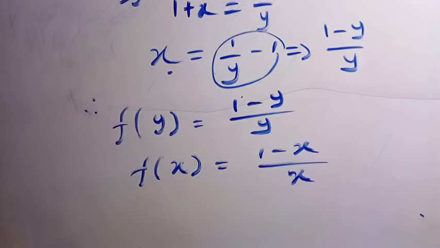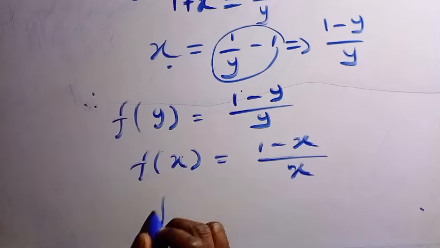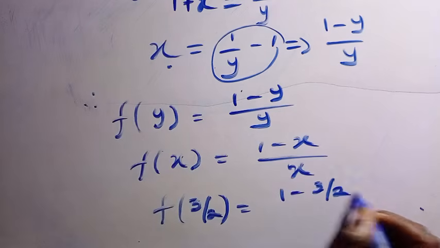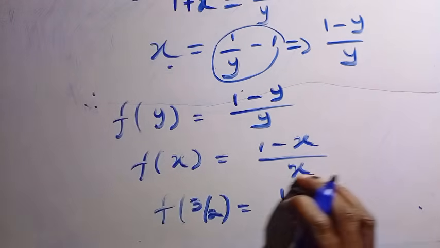The next thing is we find f of 3 over 2, just replacing x by 3 divided by 2. And here we have f of 3 over 2 equals 1 minus 3 over 2 divided by 3 over 2. Trying to simplify this might take us much time. So you can just try to apply 1 divided by y minus 1. That one will make more sense and ease the work for us.